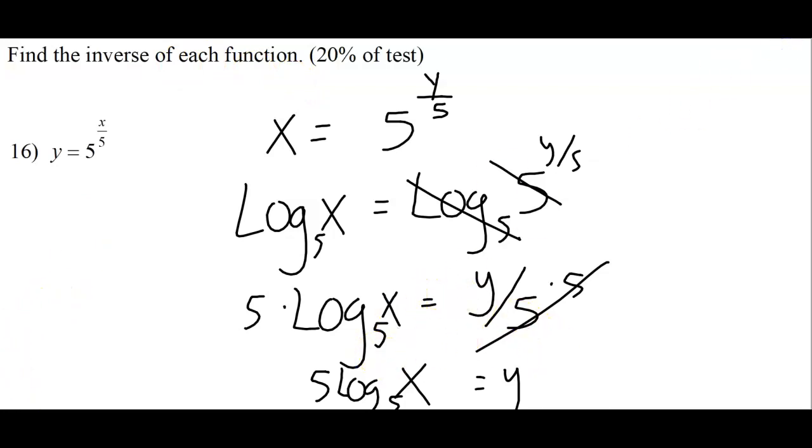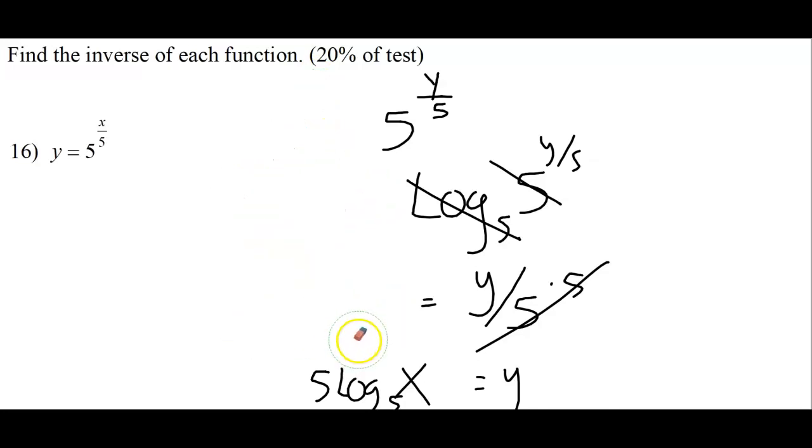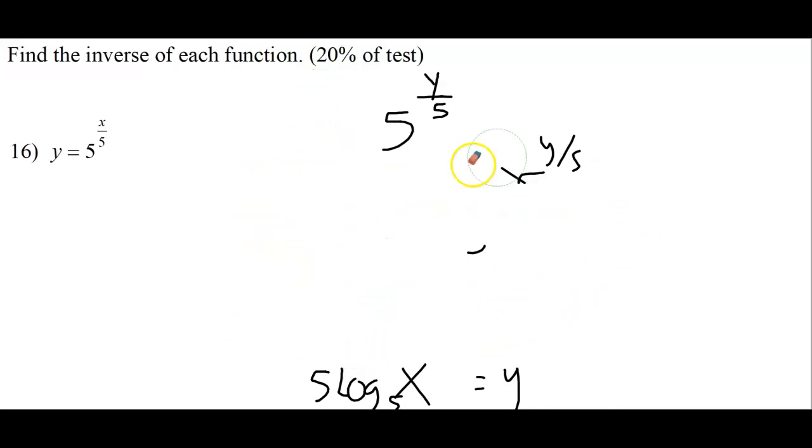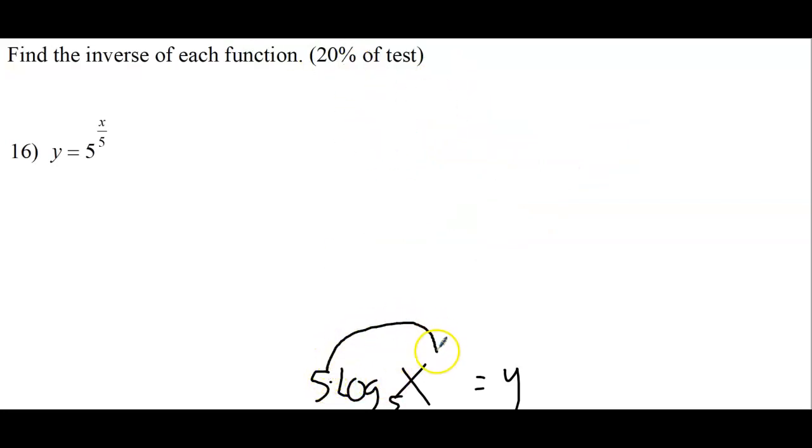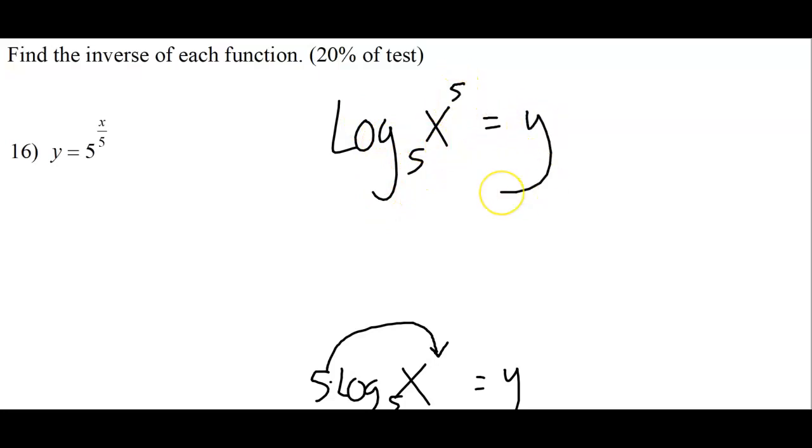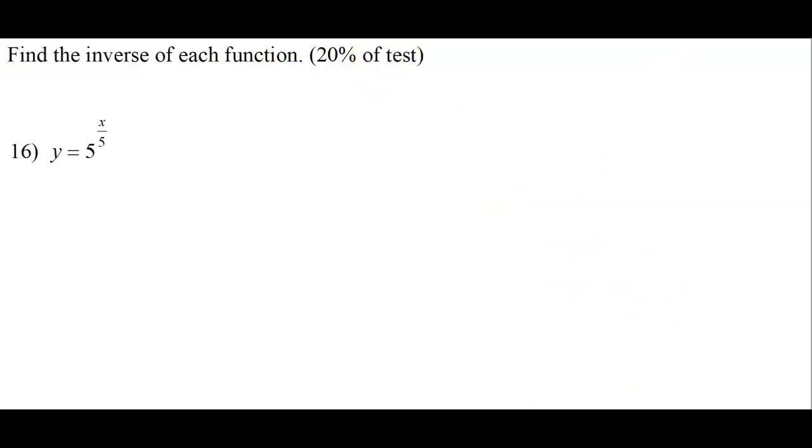All right, and just so you know, it's possible that they won't stop there. They might use a log property that says that if you have a log being multiplied by a number, you could technically move that to become a power on the argument. So it's possible they would write the answer like this as well. So the answer could come in either way, but just giving you a heads up there. Let's go ahead and move on to number 17.